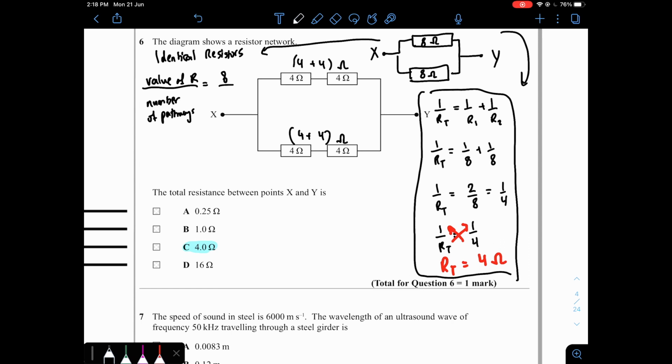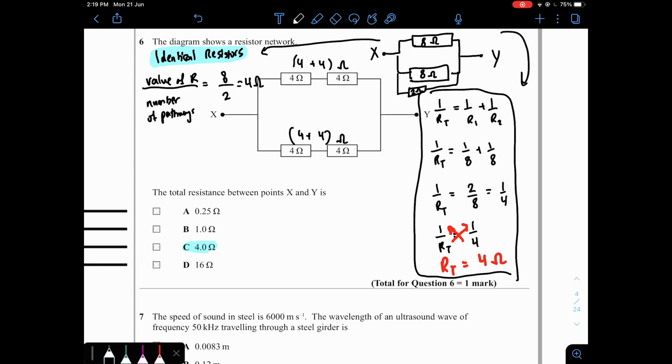So in this case that would be 8 divided by 2 pathways, which gives us 4 ohms directly. Now this only applies when we have identical resistors. So remember that it only applies when we have identical resistors. If they're not identical, let's suppose we have another one, but this is now 2 ohms.